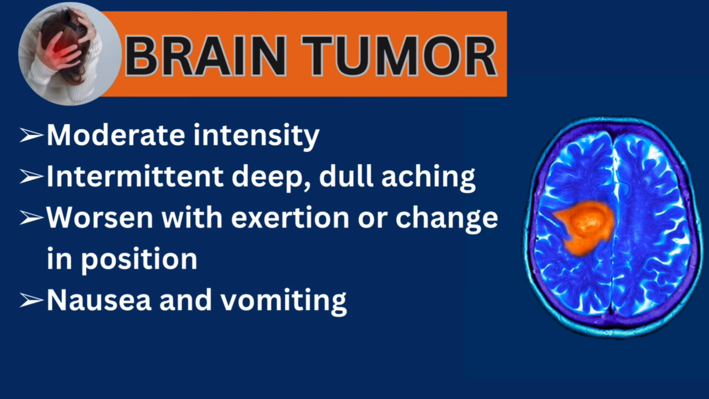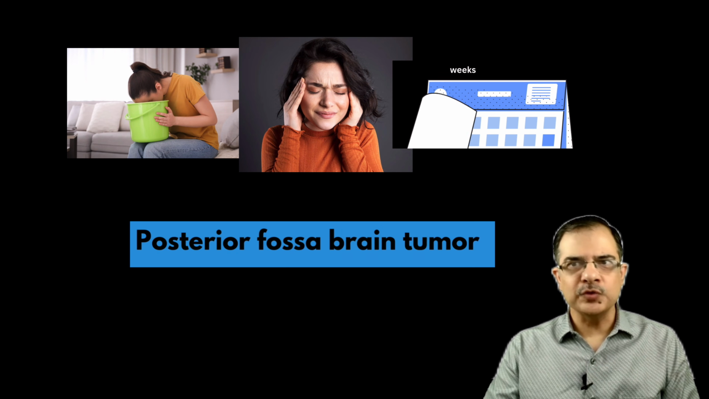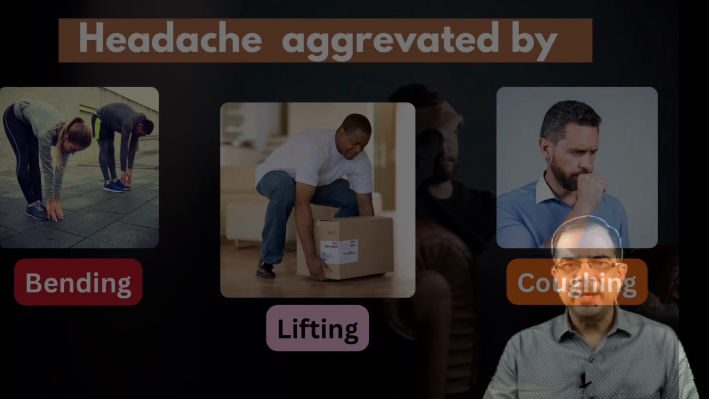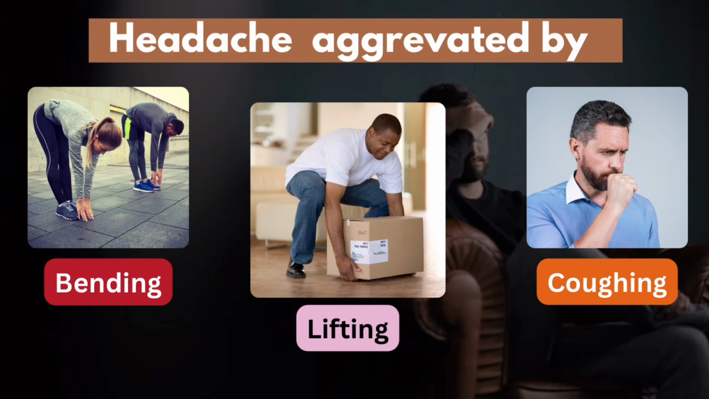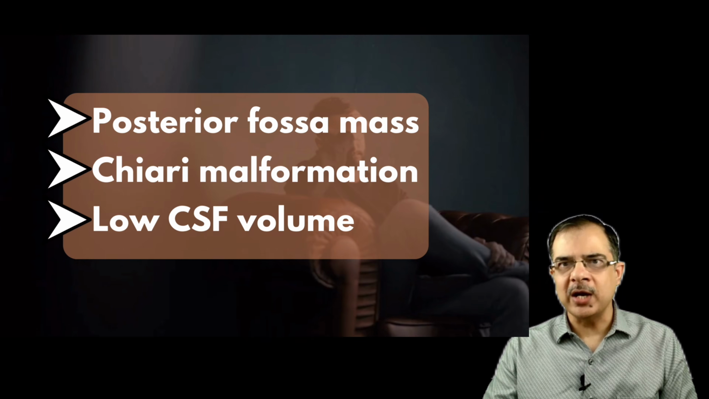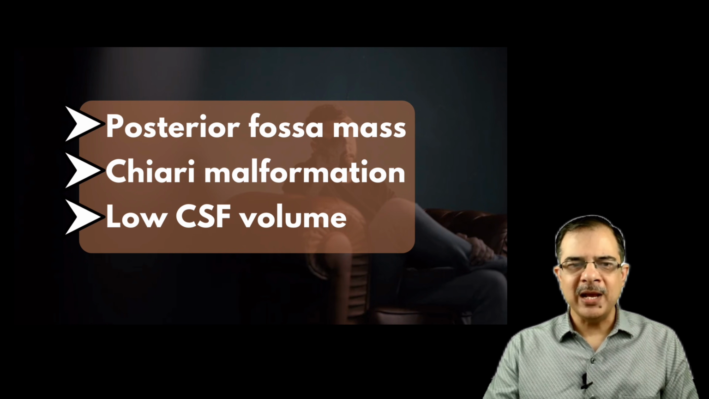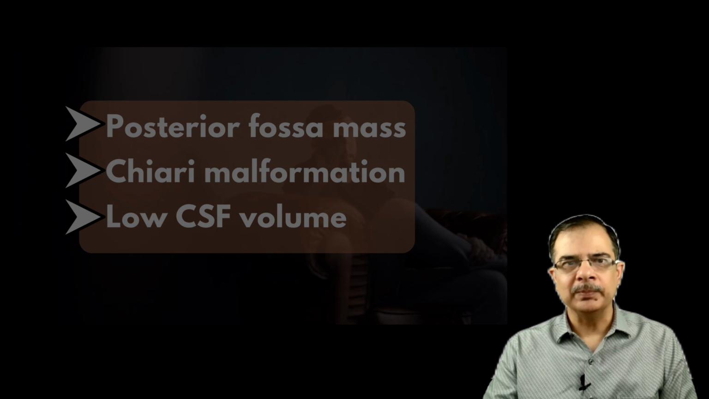Brain tumor. Brain tumors cause moderate intensity headaches. They are intermittent, deep, and dull aching pain. They become worse with exertion or change in the position. Nausea and vomiting will be present. Vomiting that precedes the headache by weeks is most likely a posterior fossa brain tumor, while head pain appearing after bending, lifting some objects, coughing is due to posterior fossa brain tumors or other malformations or low CSF volume.